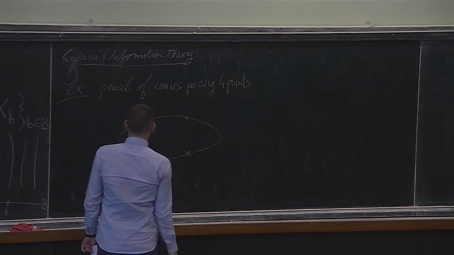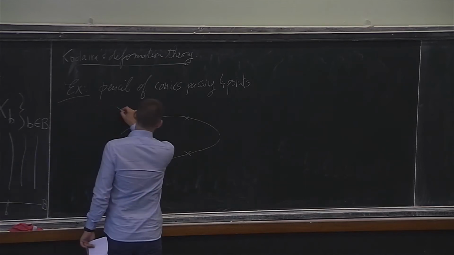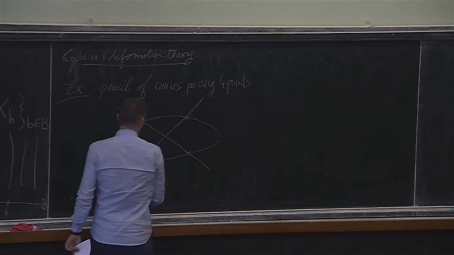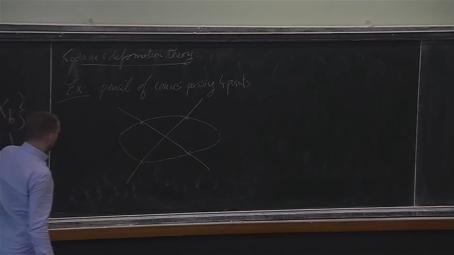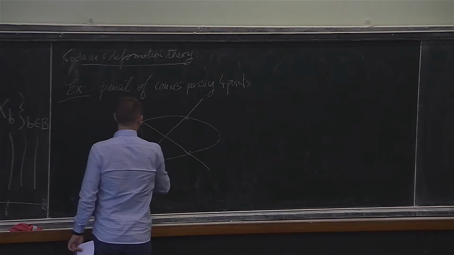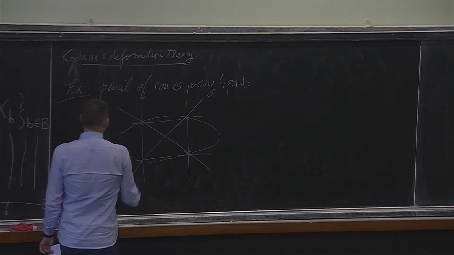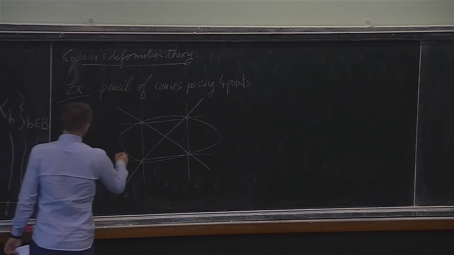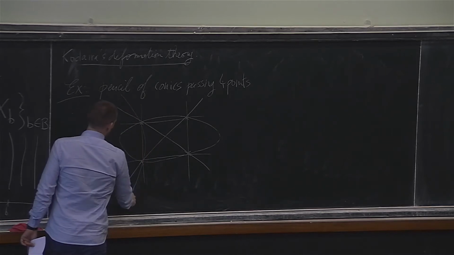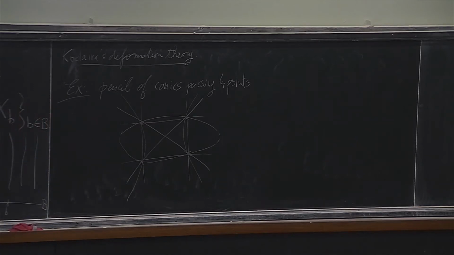Of course, you have some smooth ones like this, but you also have some singular ones. For instance, the union of 2 lines passing through these 4 points also forms a conic, right? You have 3 of them like this. And then in the complex space you don't really make the difference, but you also have some hyperbola. And all these conics fill your complex projective plane.